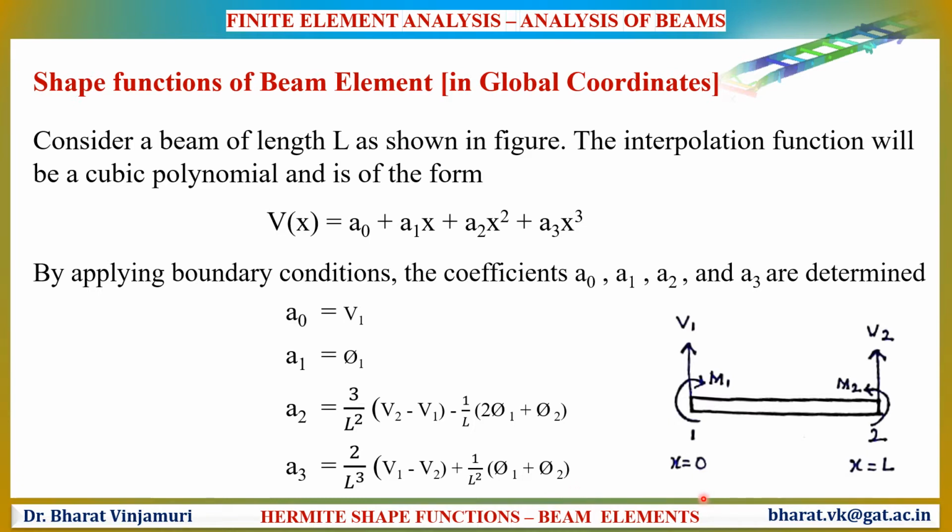In this beam element, the boundary conditions which we have considered are: at node 1, the value of x is equal to 0 and the transverse displacement is v1. The slope is considered as phi 1 at node 1, and the boundary conditions at node 2 are: x is equal to L, the transverse displacement is v2 and the slope is phi 2.